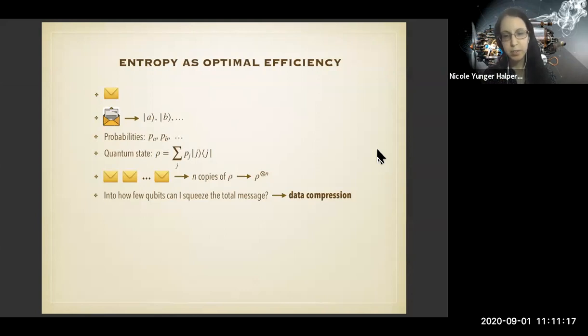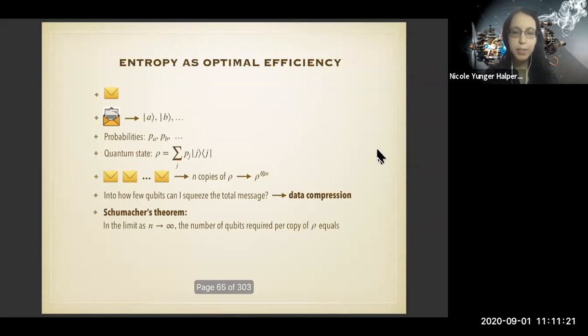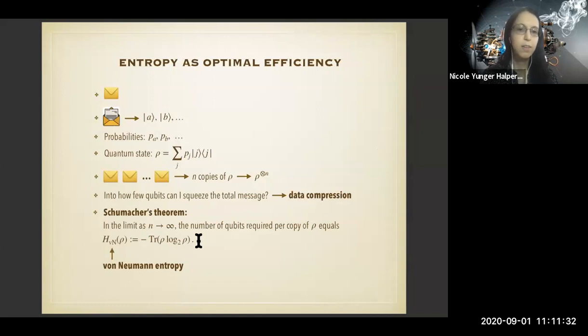The answer, as most of you probably know, is given by Schumacher's theorem. In the limit, as the number of copies of the state approaches infinity, the number of qubits I need per copy of the state equals the von Neumann entropy of the state, negative trace of rho log rho, which quantifies Eric's average over all the copies, uncertainty about which letter I'm sending.